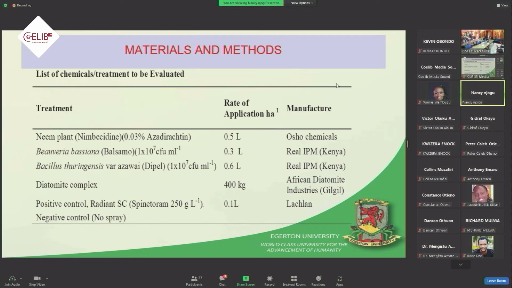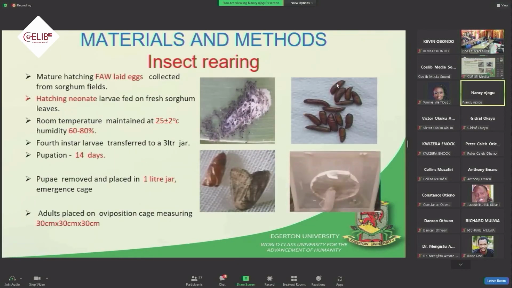There are 2 entomopathogens, Beauveria bassiana and Bacillus thuringiensis. Diatomite complex, which is mineral-based. And then there was a positive control, which is the recommended one, Radiant, and a negative control where there was no spray. So I started my work by first doing mass rearing of the insect.